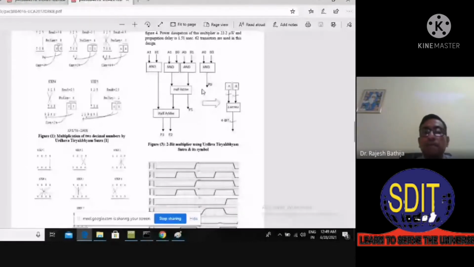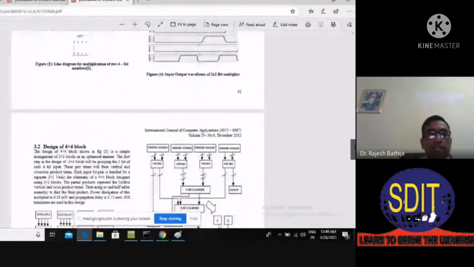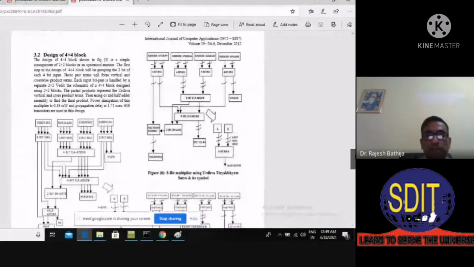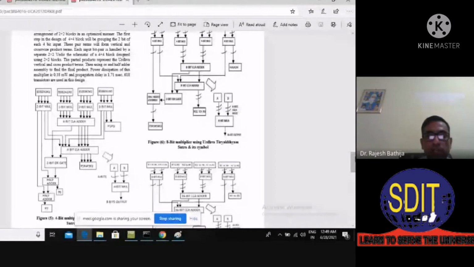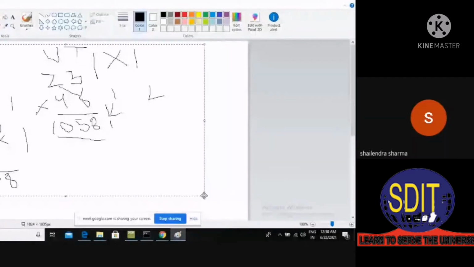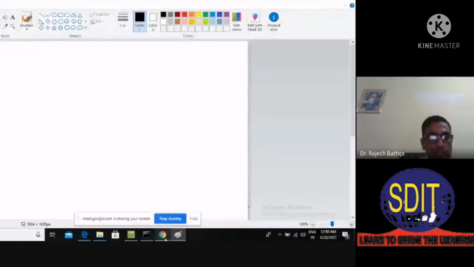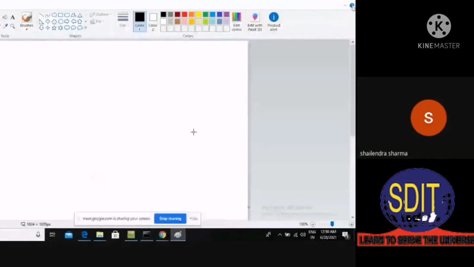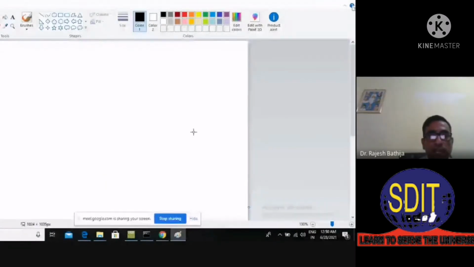Now, what we can do, we have a 2-bit multiplier over here. Same thing, we can implement this 2-bit multiplier. We can use this 2-bit multiplier and we can generate a 4-bit multiplier. In a 4-bit multiplier, what are the things we have to consider? Am I audible to all? Yes, sir. If there is any question, then participants can stop me and I can give the answer.